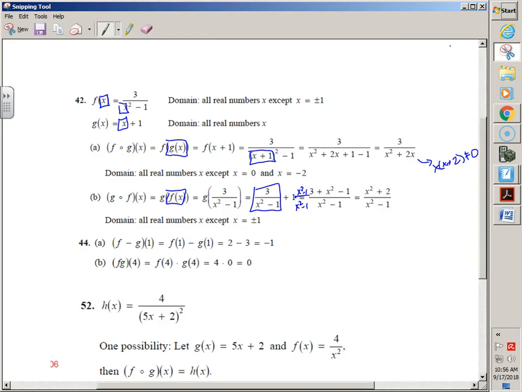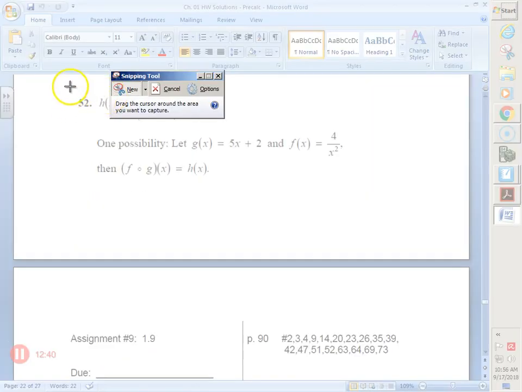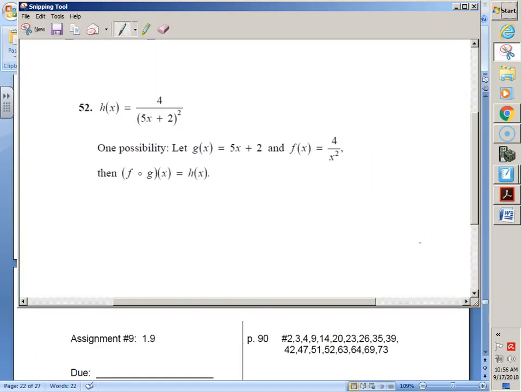Does anybody have another option for decomposing functions? That wasn't the only right answer. Anybody have one they think is right? That's different? Breaking it down, breaking it apart. You guys all did the same one? Do you have another way of doing it, Joe? Another g, another f? This one was kind of hard, I think, to do it any other way.